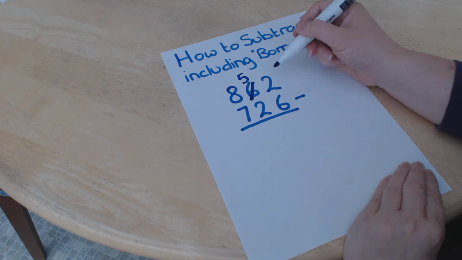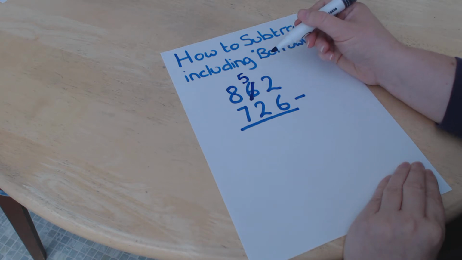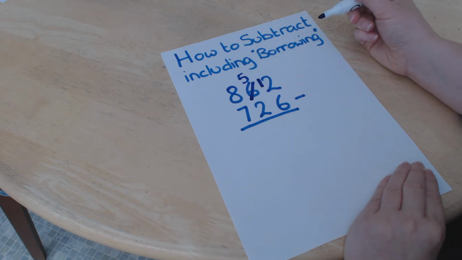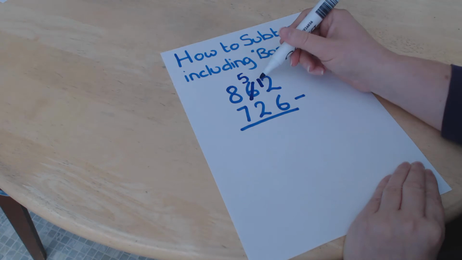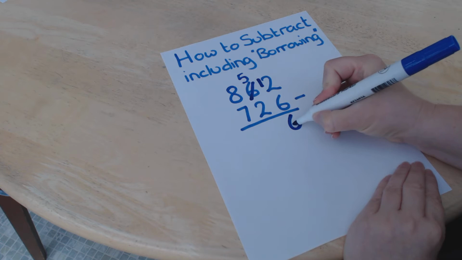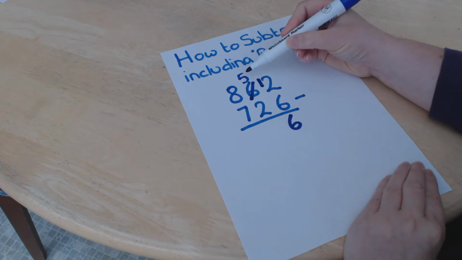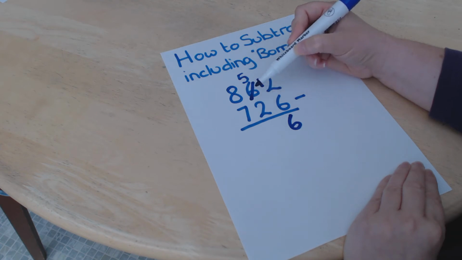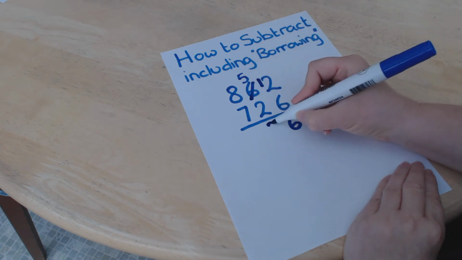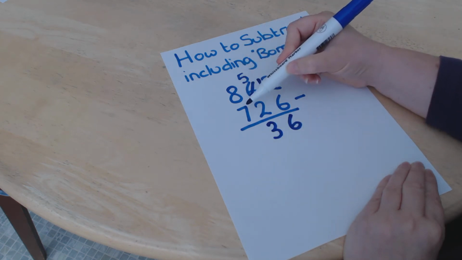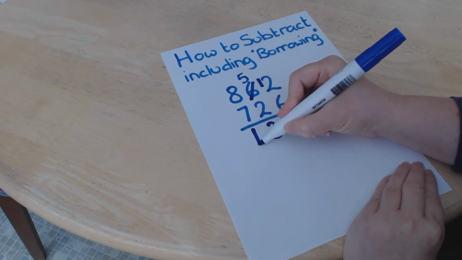So that 1 ten I'm going to join with the 2 here to make 12 altogether. So the easiest way to show that 12 is just to pop a little 1 in front of that. So now we can do 12 take away 6, which is 6. Now we move along to the next one, and it says 5 take away 2. That's something we can do. So 5 take away 2 is 3. And finally in the hundreds, 8 take away 7, and that gives us 1.